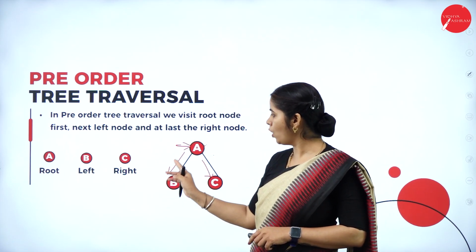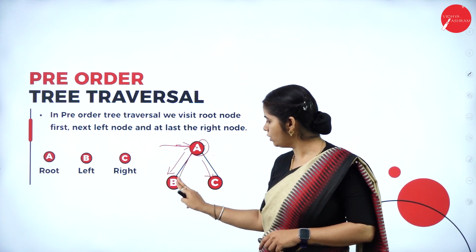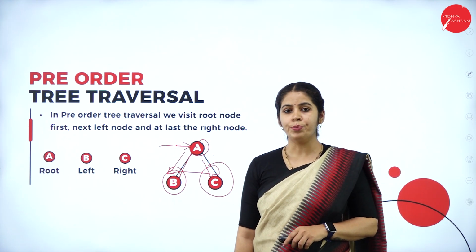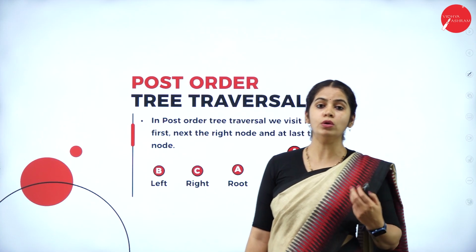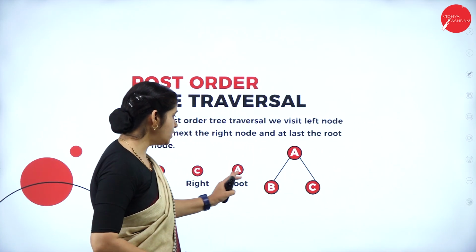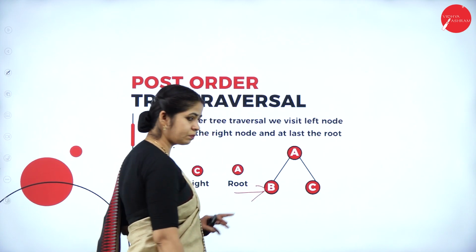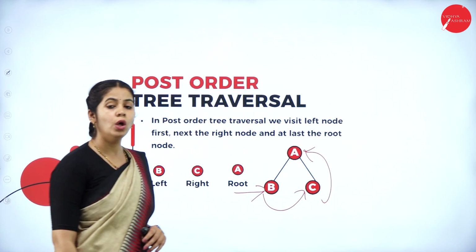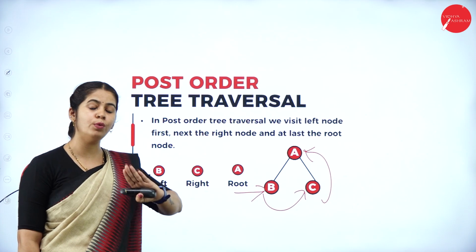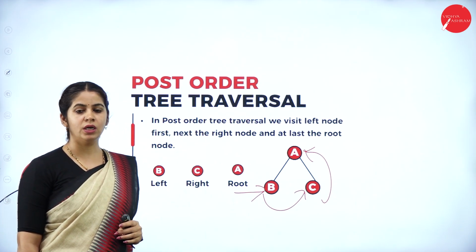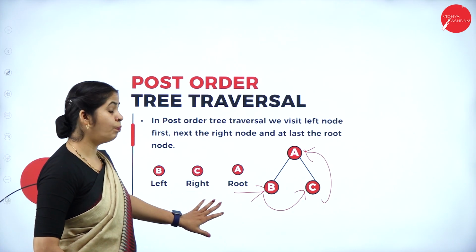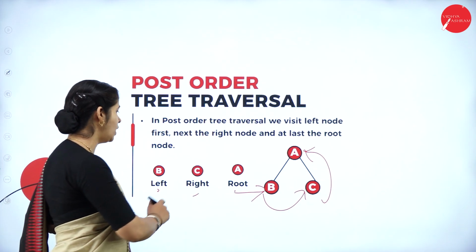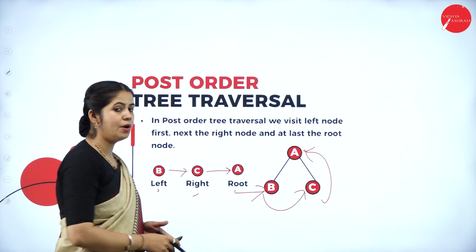This is about pre-order: first visit the root node, then the left child, and then the right child. That is the case in pre-order tree traversal. Welcome to post-order tree traversal. What we have to do is first visit the left node, then visit the right node, and later visit the root node. That is post-order. The root becomes the last position of the traversal. Post means at the last. Left, right and root is the sequence for post-order tree traversal.